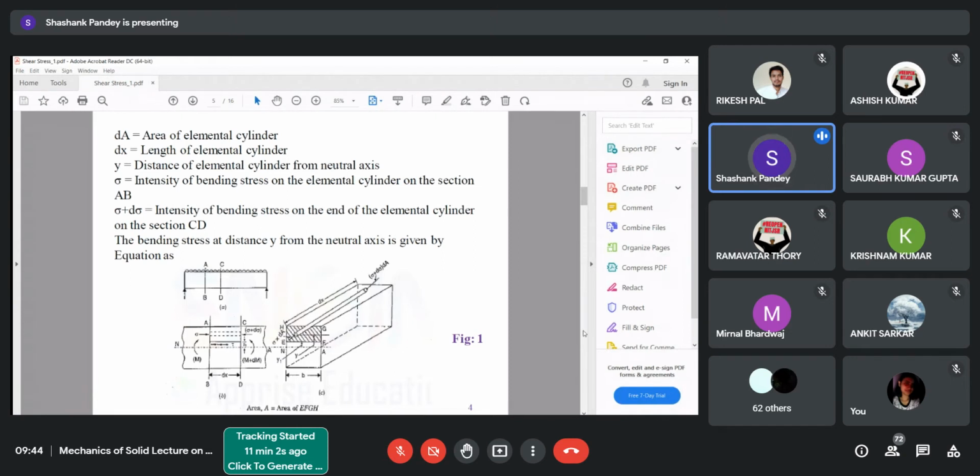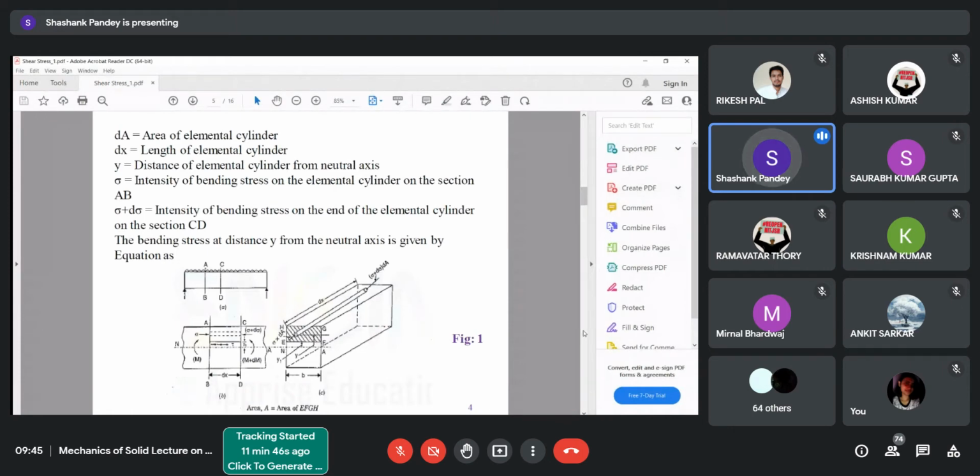So let dA be the elemental cylinder. dx is the length of the elemental cylinder. y is the distance of the elemental cylinder from the neutral axis. We can see here that NA is one line, EF is one line, and this one distance we have assumed as y. So y1 is the distance from NA to EF, and one arbitrary distance we have assumed in order to derive the expression for shear stress is y.